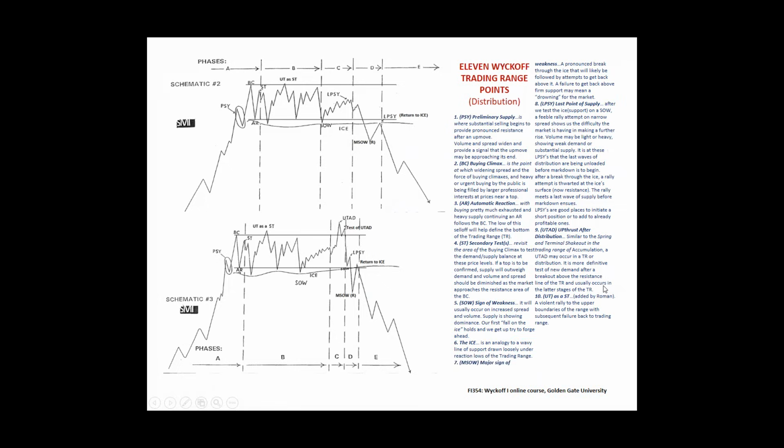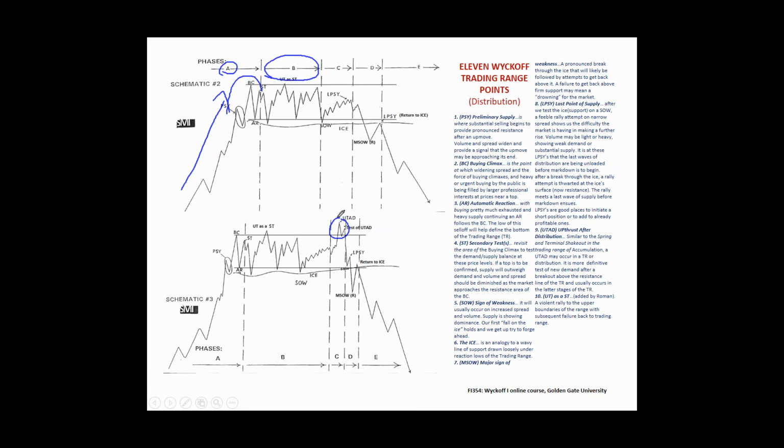Okay, so let's look at the distribution, Bruce. In terms of the phases, we're still having the same intentions. Phase A is going to be the stopping action, and in this case, we're stopping the uptrend. Phase B is going to be about supply and demand, building the cause. The CEO is going to be distributing a lot of shares of what they hold.